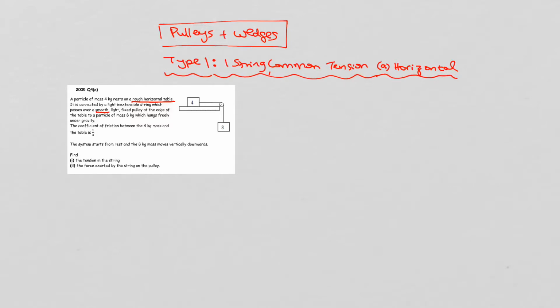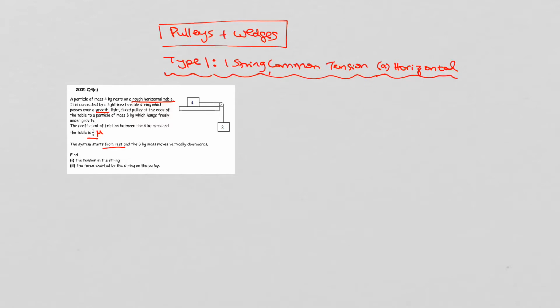And we're told then that we have a particle of mass 8 kilograms hanging freely under gravity. And so the coefficient of friction between the 4 kilogram mass and the table is 1/4. So that's our value for mu. So we're told the system starts from rest, so its initial velocity is going to be 0, and the 8 kg is going to move vertically down.